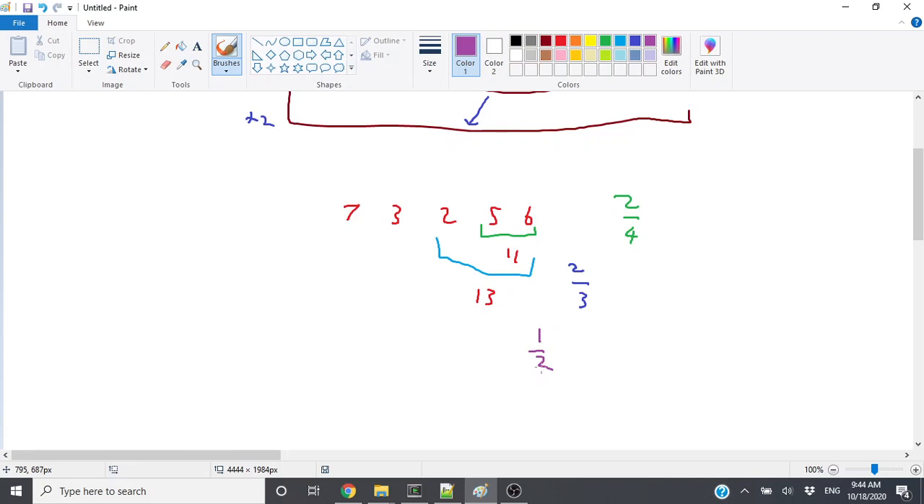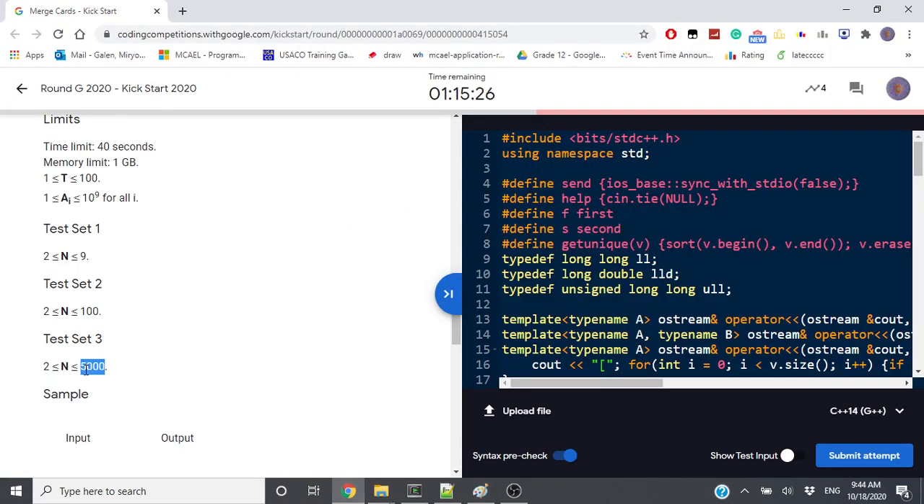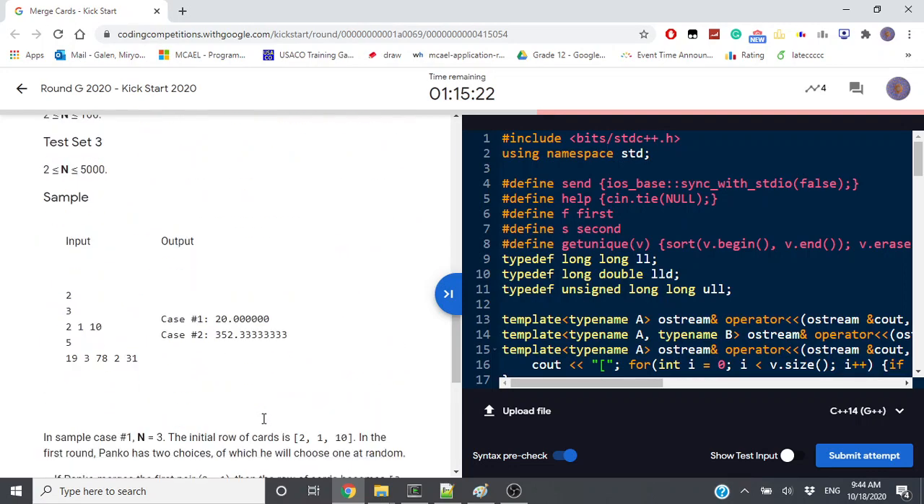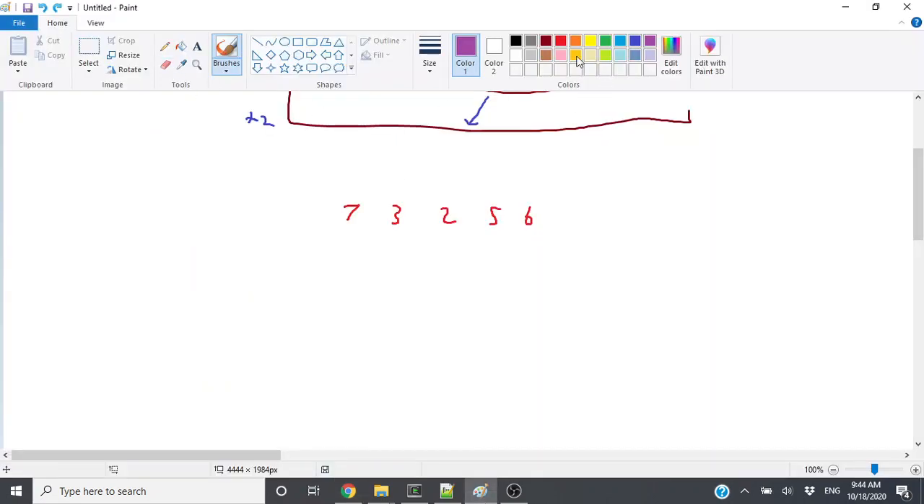In terms of expected value, it would kind of just be summing all these probabilities up. But the problem is that the probability changes based on which element you remove. Now, at this point, I actually read the constraints, and I realized n is 5,000, and we can do this in O of n squared. That's a good thing, because for O of n squared, we can do this. This now becomes a dynamic programming problem.